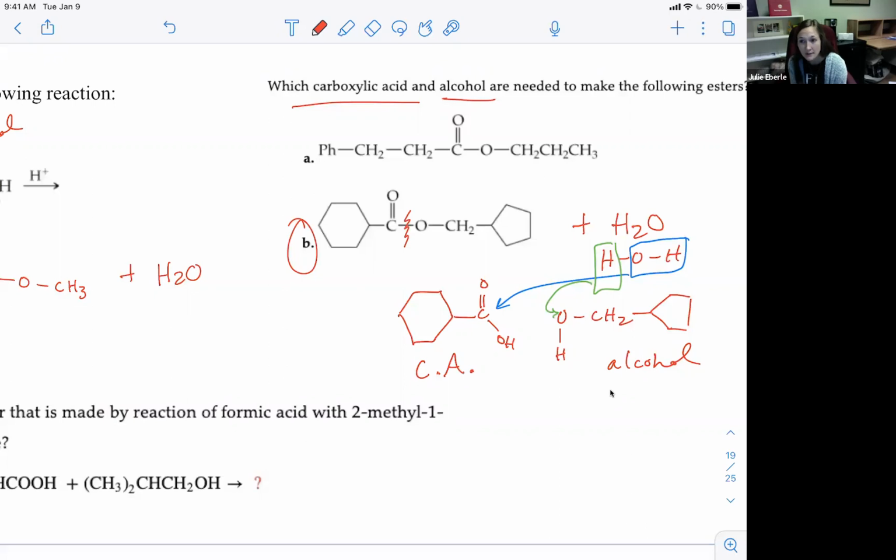This is called a hydrolysis reaction. Anytime you take water and you break things apart with water, we call that hydrolysis.